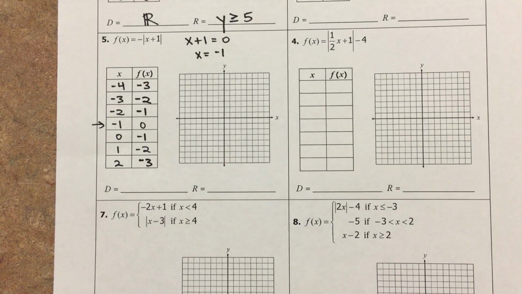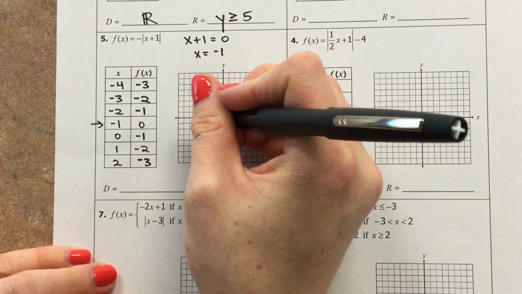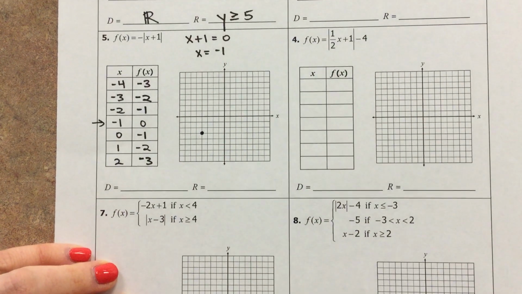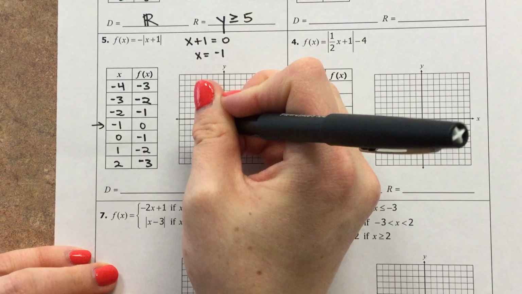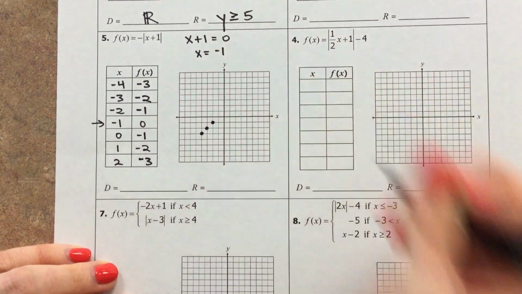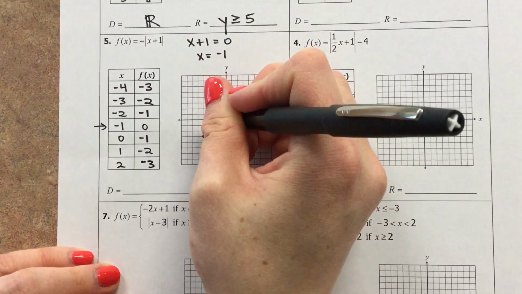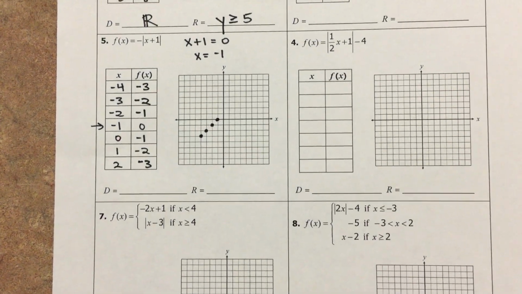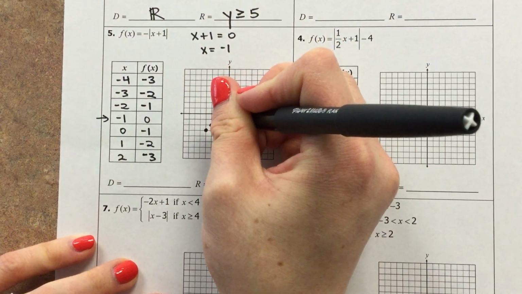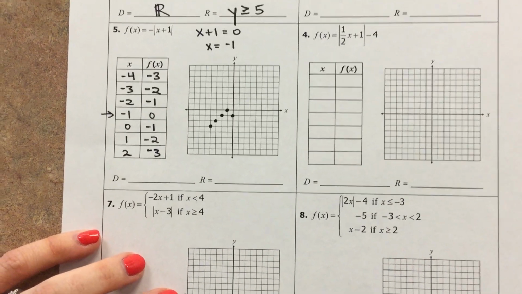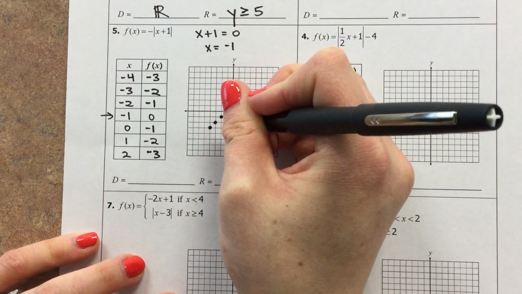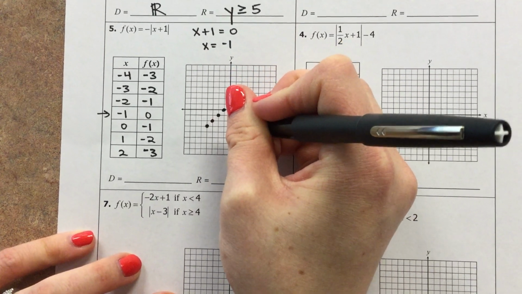So let's plot. We have -4, -3, -3, -2, -2, -1. -1, 0 is right on the x-axis right there, and we know that's going to be the vertex, so it's going to be the turning point. So here's something we haven't seen yet. 0, -1, look at this one. It's going to be that same V shape, but it's upside down. So we'll finish talking about that idea in just a moment. 1, -2, and 2, -3.